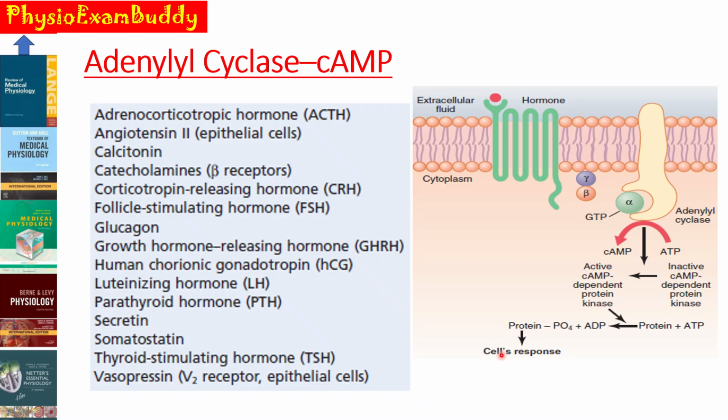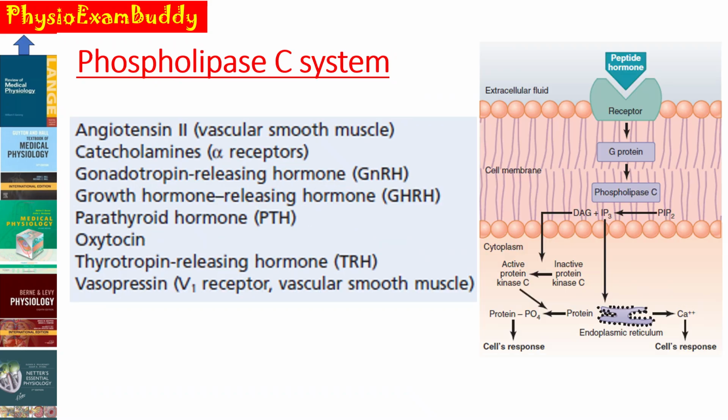And the hormones which act via the cyclic AMP second messenger are ACTH, angiotensin 2, calcitonin, catecholamines, corticotropin releasing hormone, follicle stimulating hormone FSH, glucagon, growth hormone releasing hormone, HCG, LH, parathormone, secretin, somatostatin, thyroid stimulating hormone, as well as vasopressin.